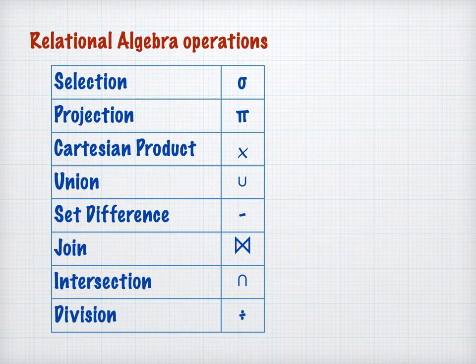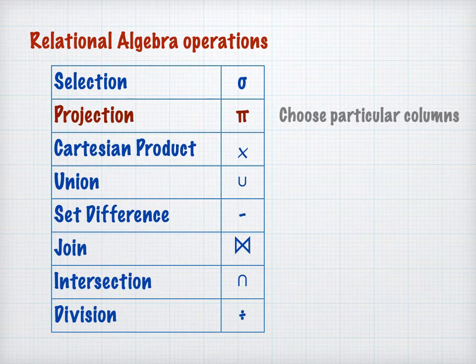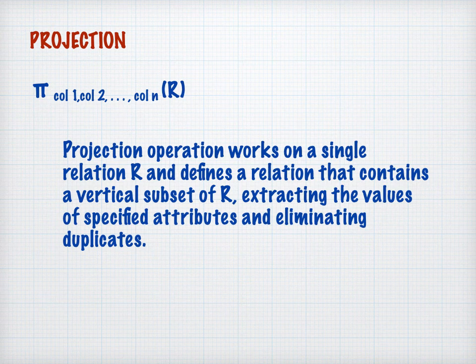So I'm going to start off by looking at projection. That's that little pi symbol. What projection enables us to do is to choose particular columns. So let's imagine that you've got a relation, and you would like to extract certain columns from that relation. We're going to use this projection operation over that relation to pull those particular columns out. Now here's the formal definition of projection, and here's an example of the way that we would use it in practice. I think it's easier if we just do this with a quick demonstration.